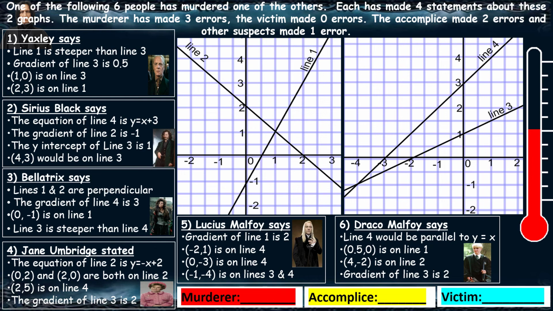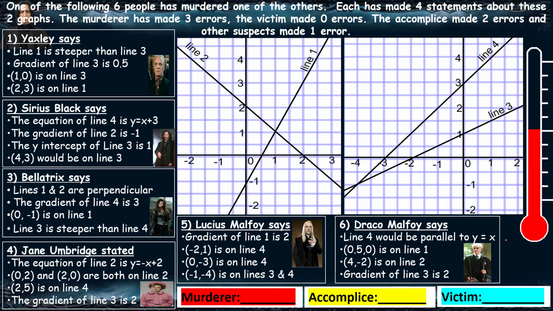Right, so one of the following 6 people has murdered one of the others. Each has made 4 statements about these 2 graphs. The murderer has made 3 errors, the victim has made 0. The accomplice made 2 errors and other suspects made 1 error. So let's just do a few of Malfoy's to give you a head start.